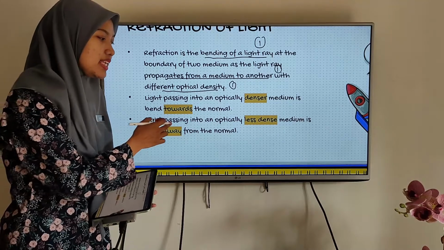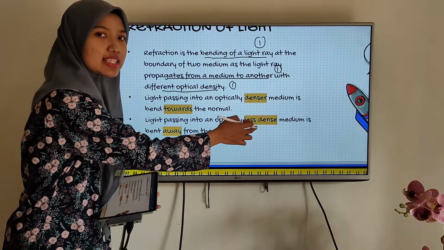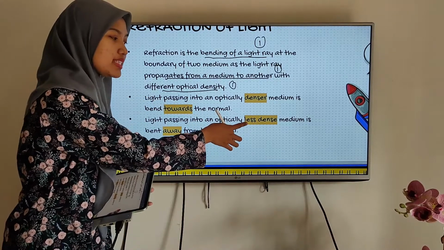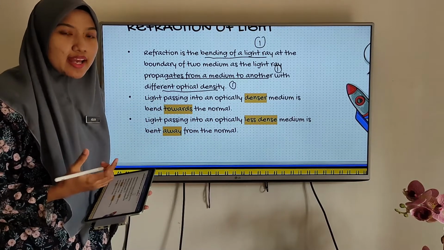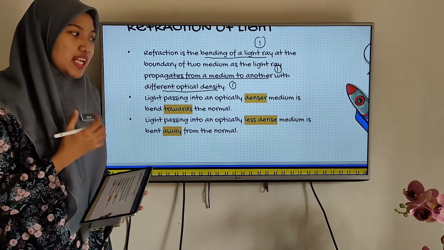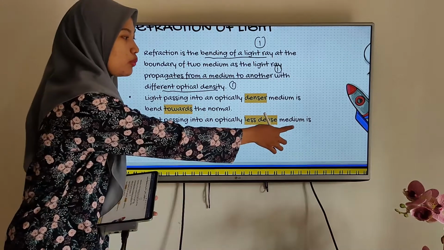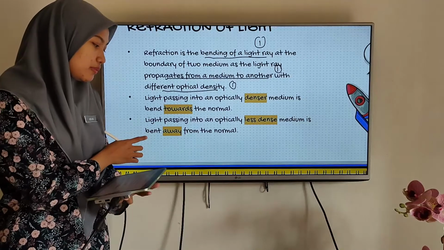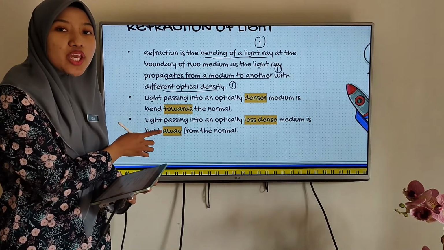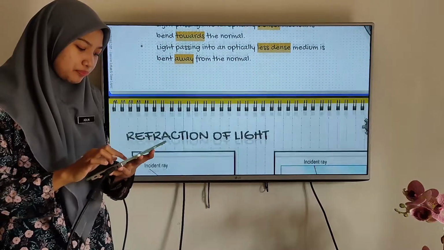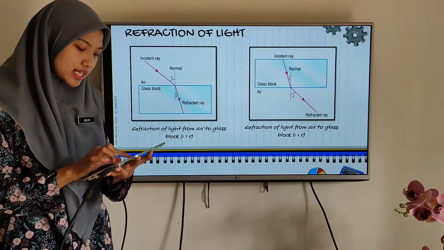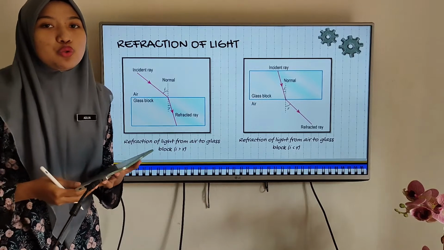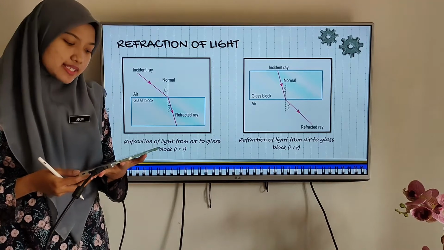But if the light passes into an optically less dense medium, what are examples of less dense? For example, less dense mediums are water and air. So the light will bend away from the normal line. Okay, this is an example with a diagram for you to understand more.